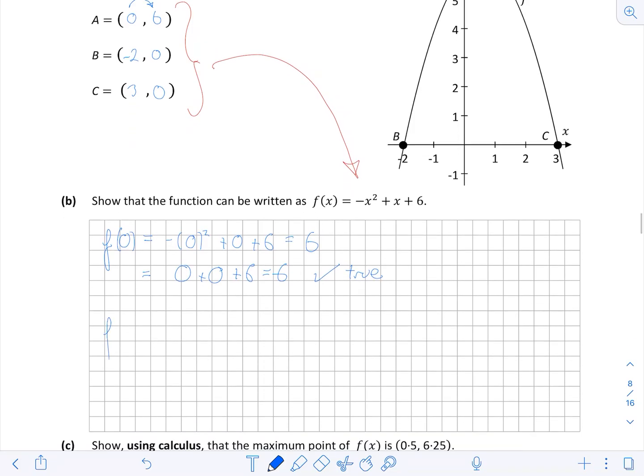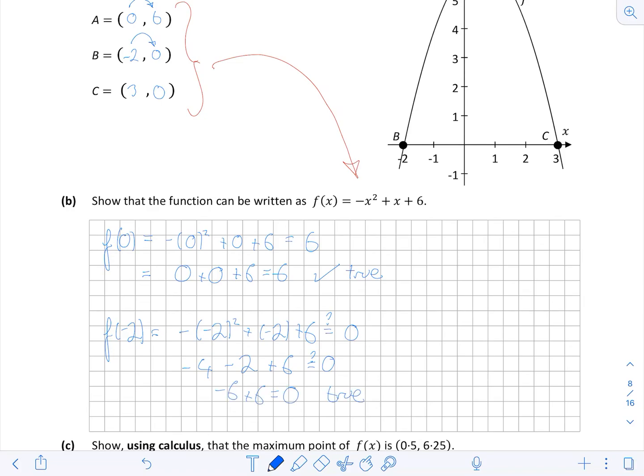Let's try -2. f of -2. When I put in a -2, I hope I get out a 0. That's minus bracket -2 squared plus -2 plus 6. Is that equal to 0? I need to check that. I have to do the squaring first. That's -4 -2 plus 6. Is that equal to 0? Well, -6 plus 6 is equal to 0.